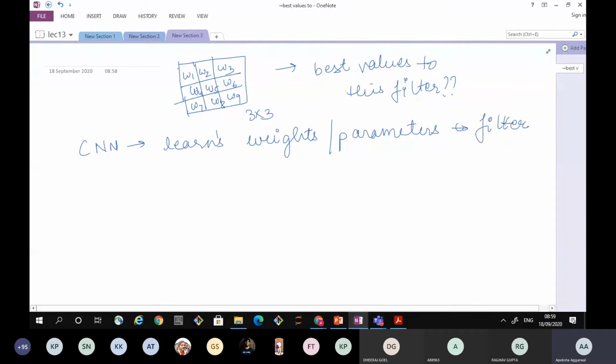So CNN aims at learning the best weights or best parameters for the filter so that it can identify the features that you want for your image. So that answers your question of how we decide the values in the filter. For that we apply training and we learn the model, we keep learning it and we identify the best weights for your filter. Okay, so let's proceed with the CNN.